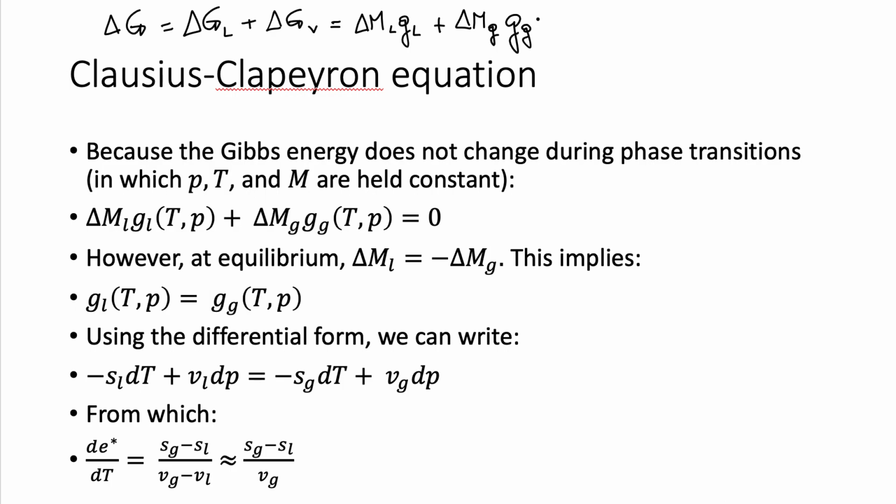Gibbs energy of the gas. Okay, this will have to be 0. At equilibrium, the number of molecules that jump from liquid to gas, and those that jump from gas to liquid, are exactly equal and opposite. So these two terms cancel out, and because we just said dm_l equals minus dm_g, you have that g_l, the specific Gibbs energy of the liquid, equals the specific Gibbs energy of the gas. Okay?